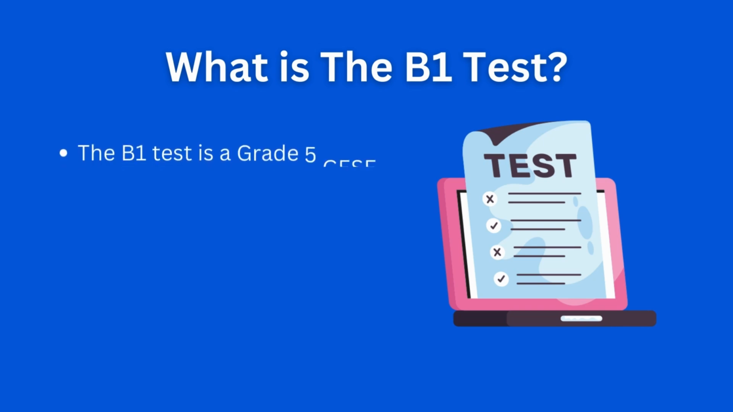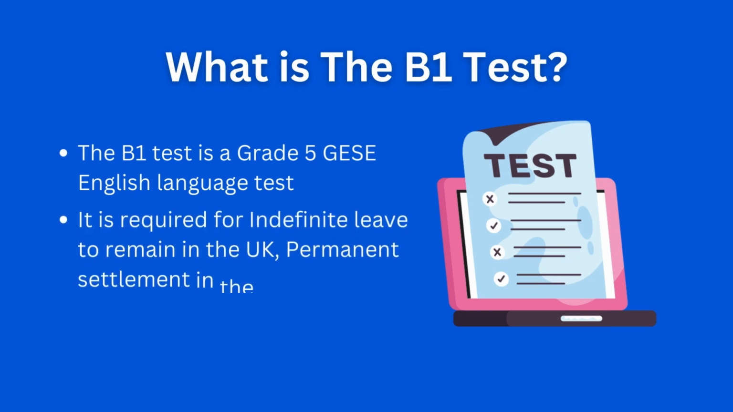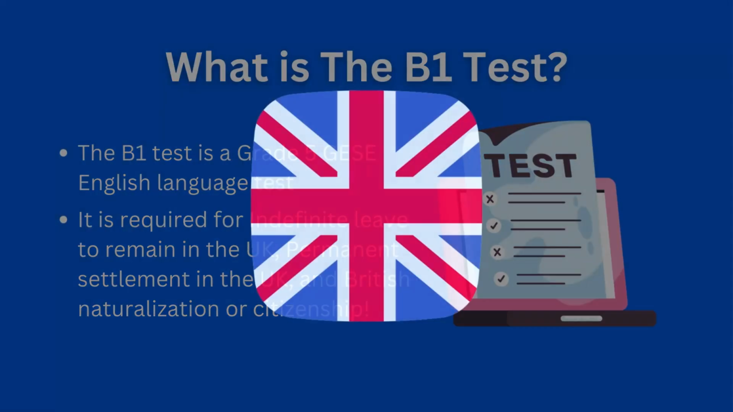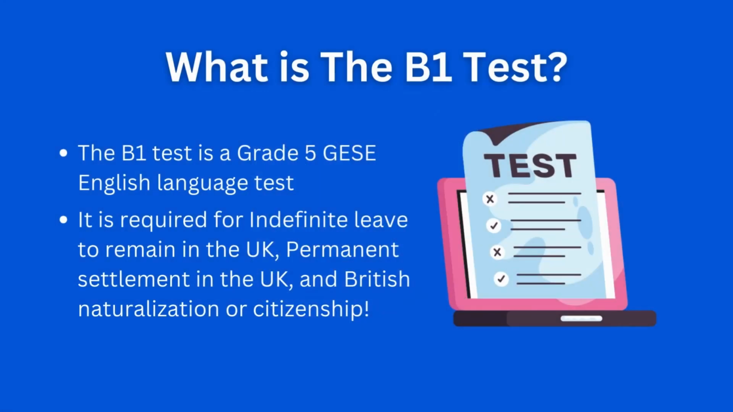The B1 test is a grade 5 GCSE English language test. It is required for indefinite leave to remain in the UK, permanent settlement in the UK, and British naturalisation or citizenship. So basically, if you want to become a citizen of the UK and live here permanently, you will have to pass the B1 test.